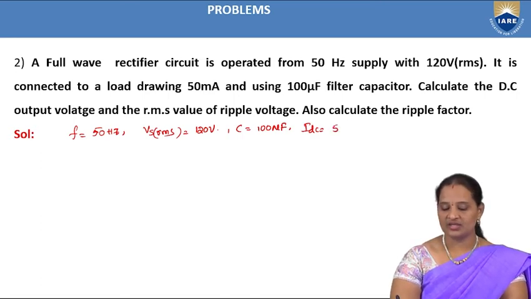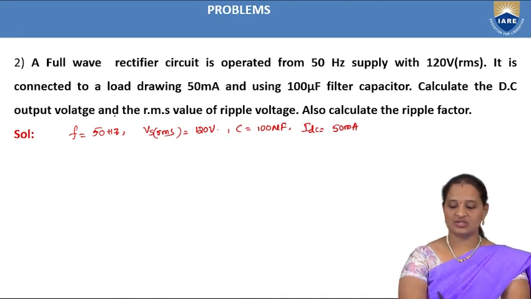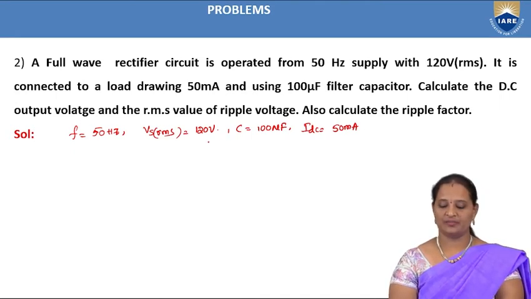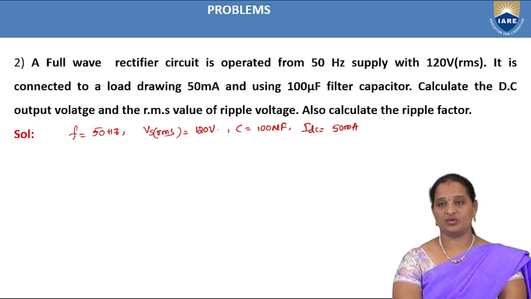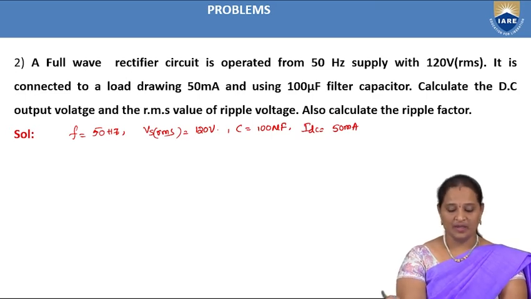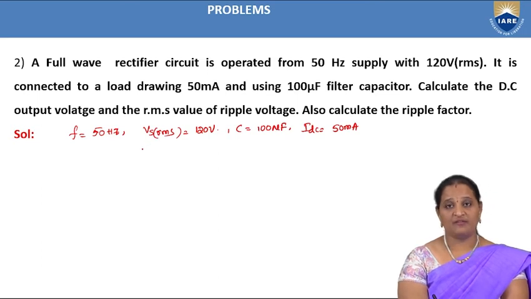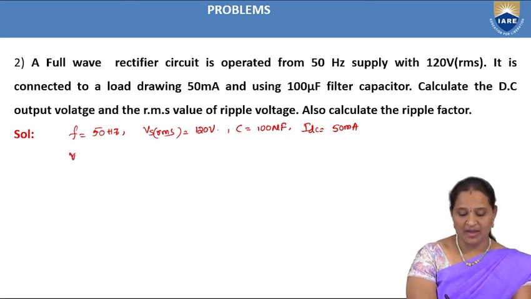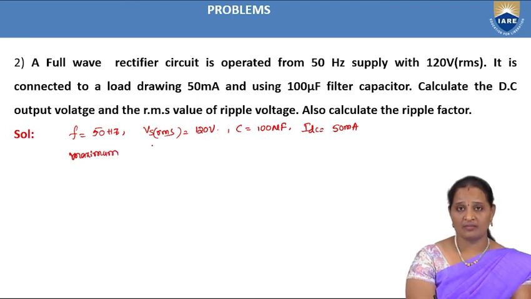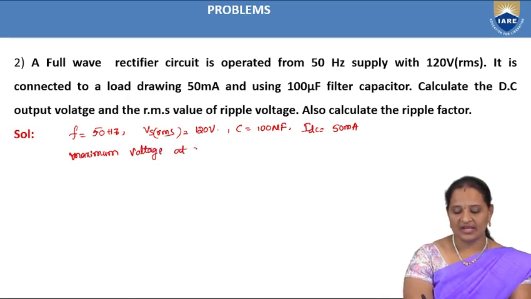So IDC is given, that is 50 milliamperes. And now he asked us to find the DC output voltage. In order to find it, first of all, let us find out the Vs maximum, that is the maximum voltage at the secondary winding. We know the RMS value, and I want to find the maximum voltage at the secondary winding of the transformer.